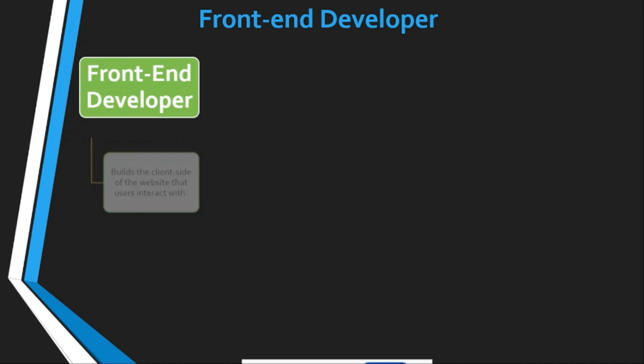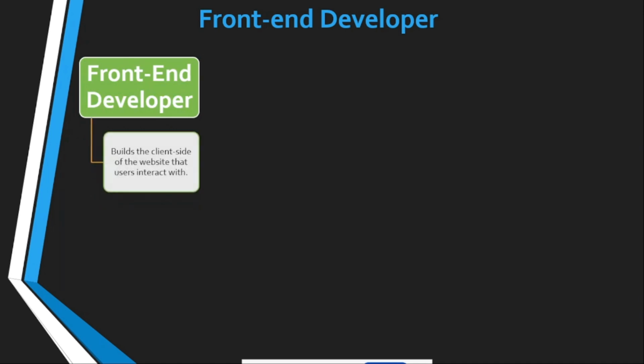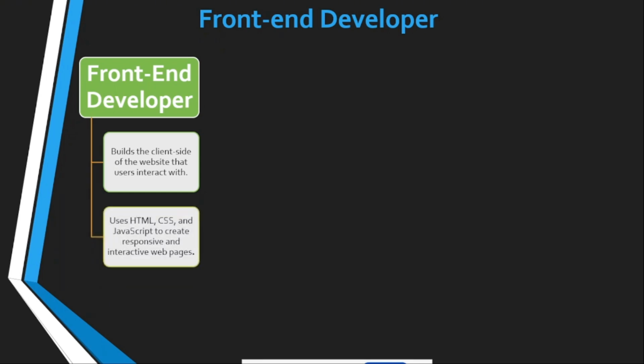So the front end developer builds the client side of the website that users interact with. We said the website is broken down into two parts, the front end and the back end. Sometimes you may see some adverts on the internet: front end developer needed. The front end developer builds the front end of the website. That is the part that the user sees and interacts with, while they make use of HTML, CSS, JavaScript to create responsive and interactive web pages.